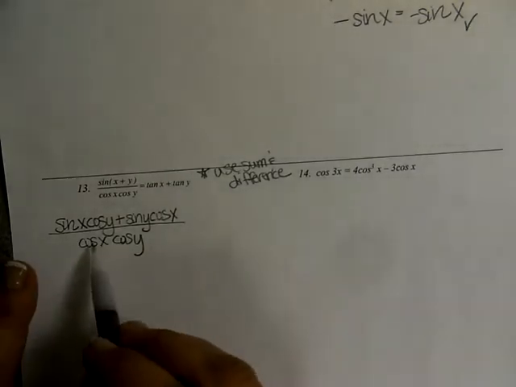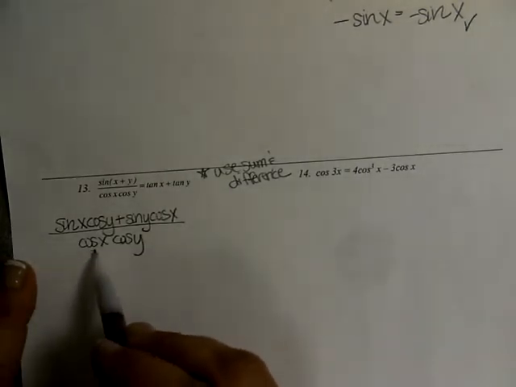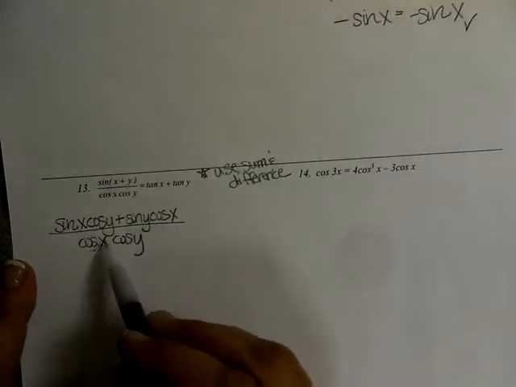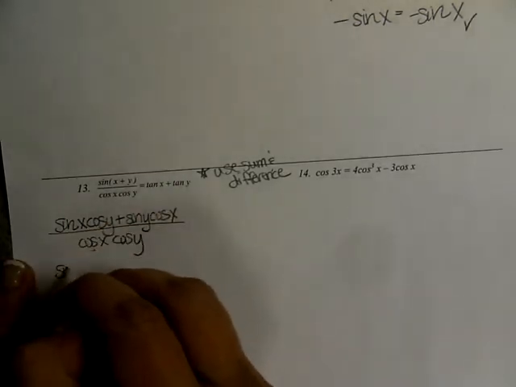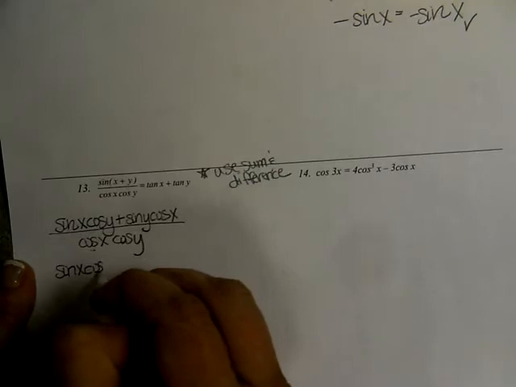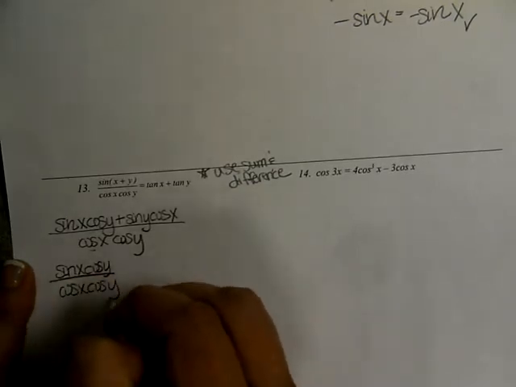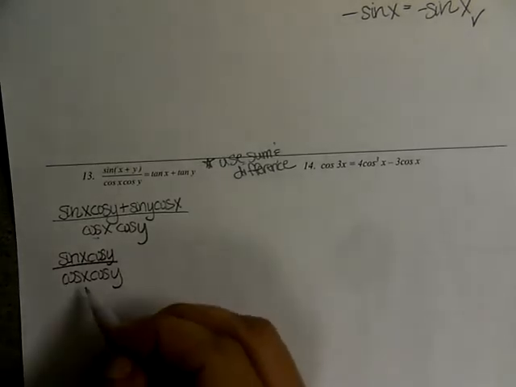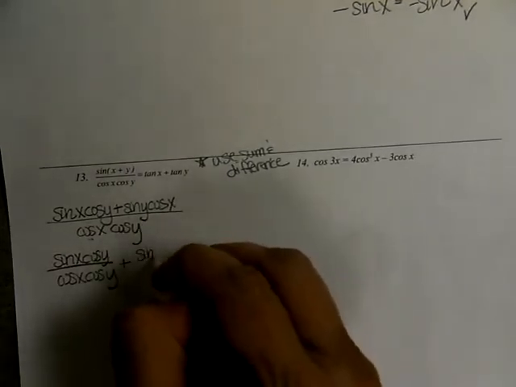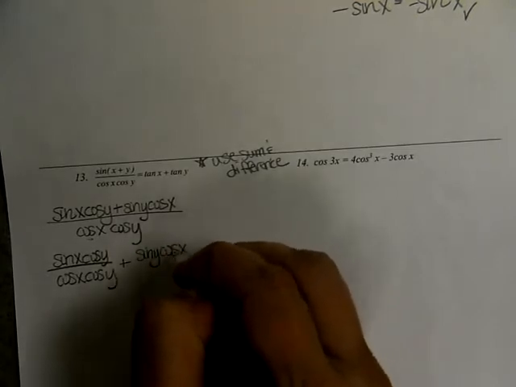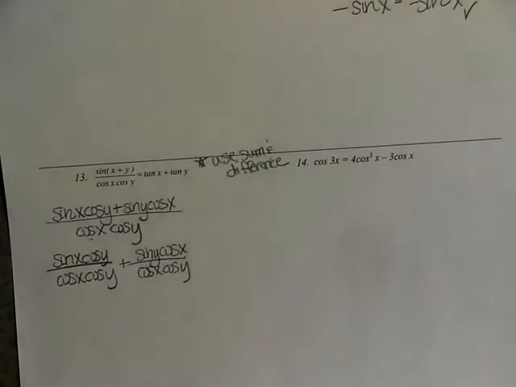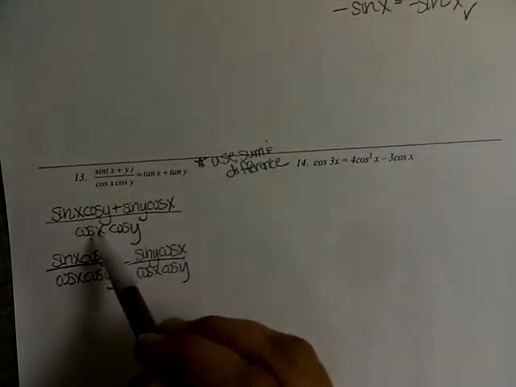Well, one thing we can do, because we have one denominator and several terms, is separate this into two different terms and see if that's helpful. So I could take the sine of x cosine y over cosine x cosine y, and then add the next term, the sine of y cosine of x over the cosine of x cosine of y. So again, all I did is separate it into two different terms.